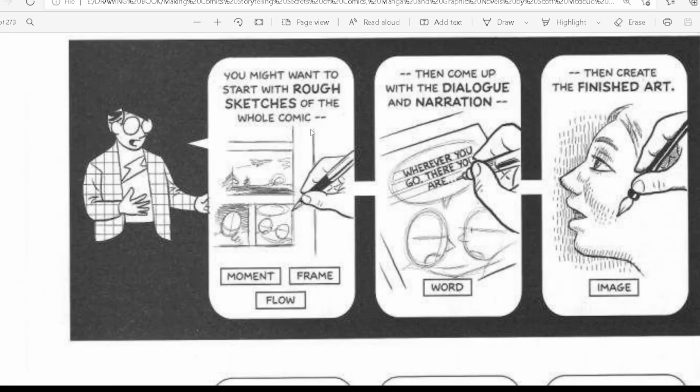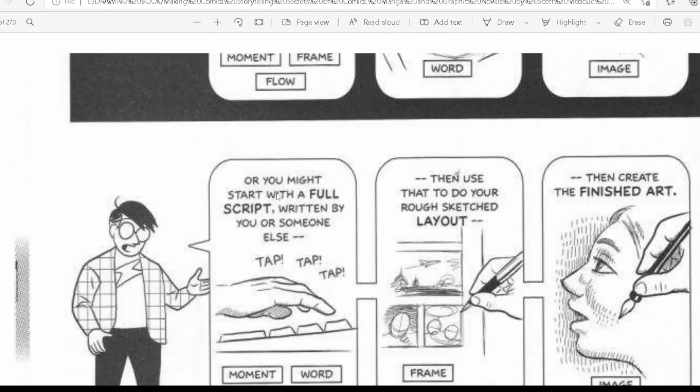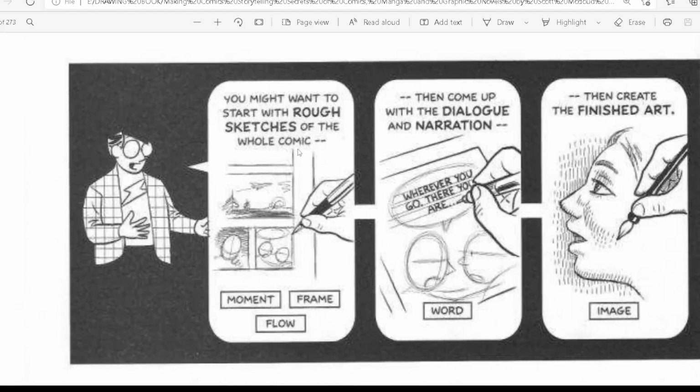You might want to start with rough sketches of the whole comic, moment, frame, flow, then come up with the dialogue and narration, then create the finished art. So I think it is a good idea. Start with the rough sketches. First of all, there is no need to make every character in detail.